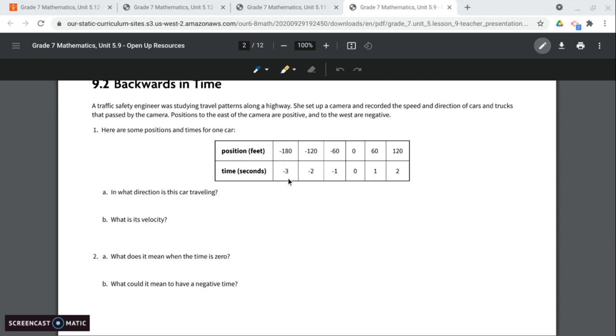So notice, at -3 seconds, it's negative 180, then negative 120, then negative 60, then 0, then 60, and then 120. So the camera recorded the speed and direction of the cars and trucks that passed by the camera. Speeds to the east of the camera are positive, so these are east. Speeds to the west are negative, so that means this car is traveling east.